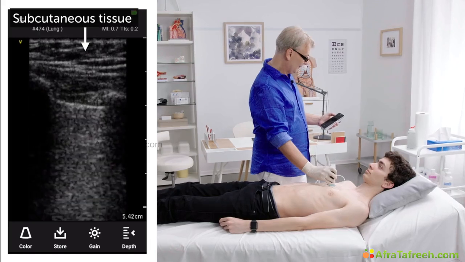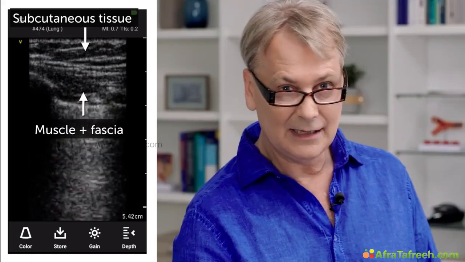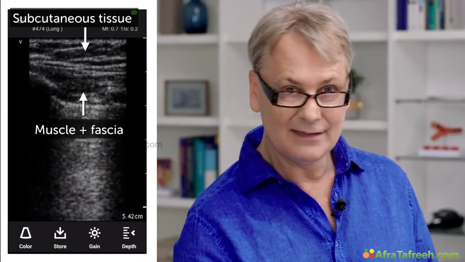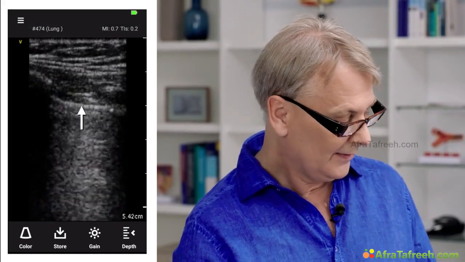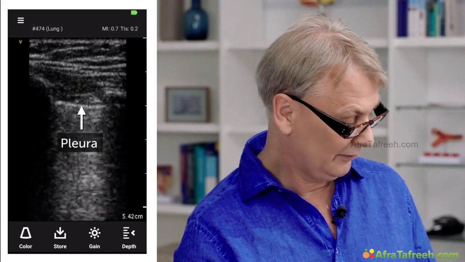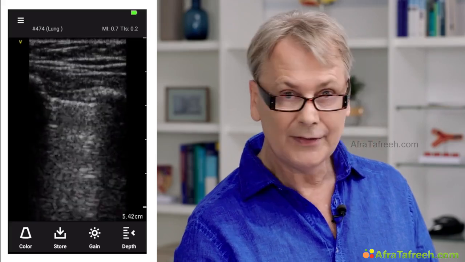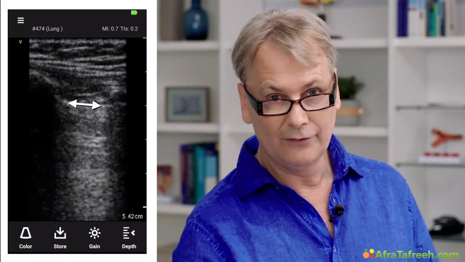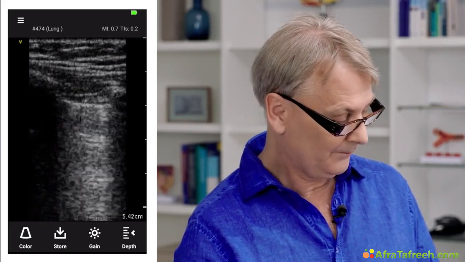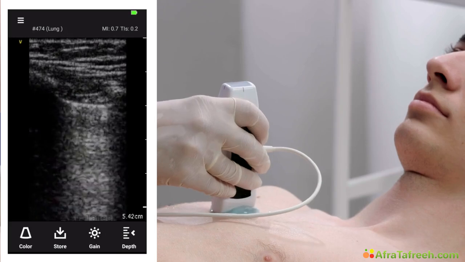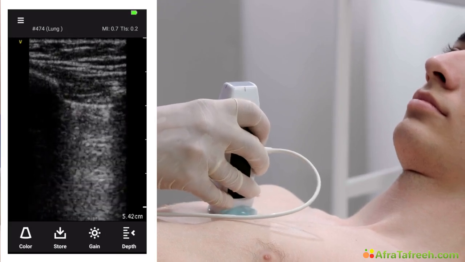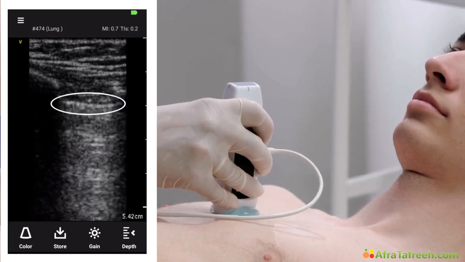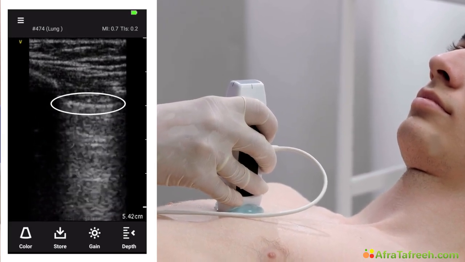Here we can see the subcutaneous tissue, muscle and fascia of the chest, and we see this very bright line here. This is the visceral and parietal pleura. Note that there is this motion, this sliding motion. This is the normal finding of pleural sliding. For anatomical purposes, if you would image the patient on the back and you would see an echo-free space here, that would denote a pleural effusion.